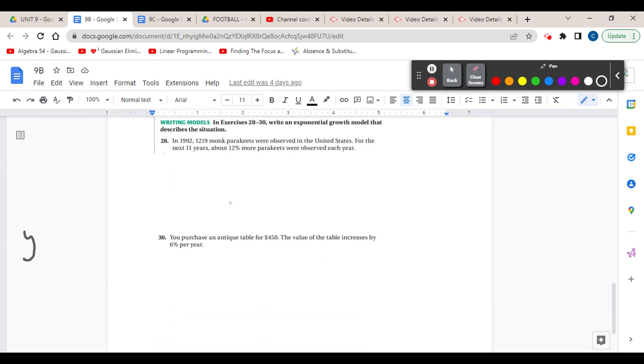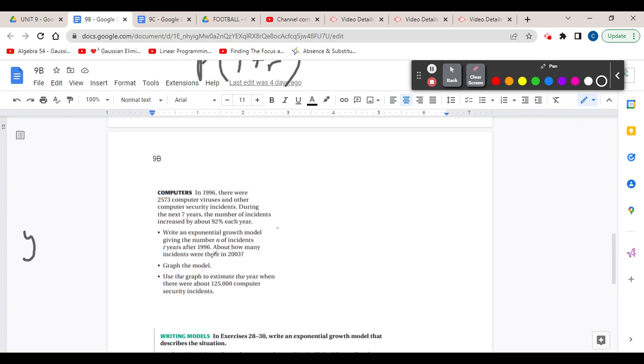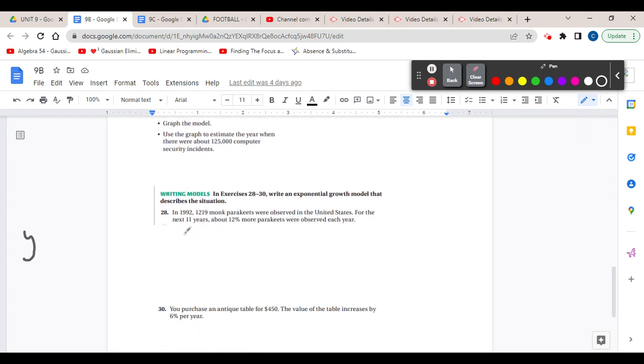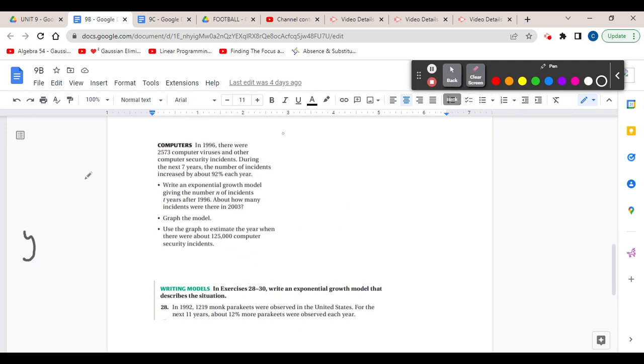So let's start with this example right here, the computer one, and then you guys can do numbers 28 and 30 on your own. So here in 1996, there were 2,573 computer viruses and other computer security incidents. During the next 7 years, the number of incidents increased by about 92% each year. So we know that 1996 is going to be year zero. Now let's talk about our A. Our A is our initial number of viruses. That's going to be 2573.